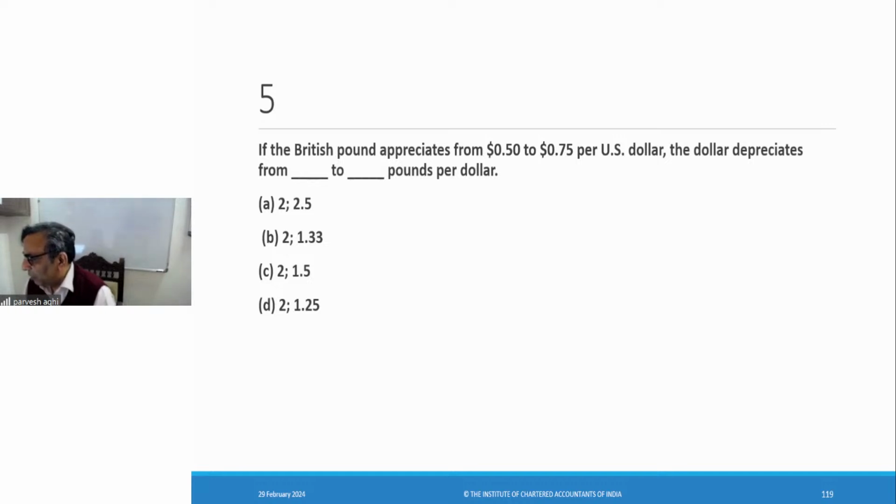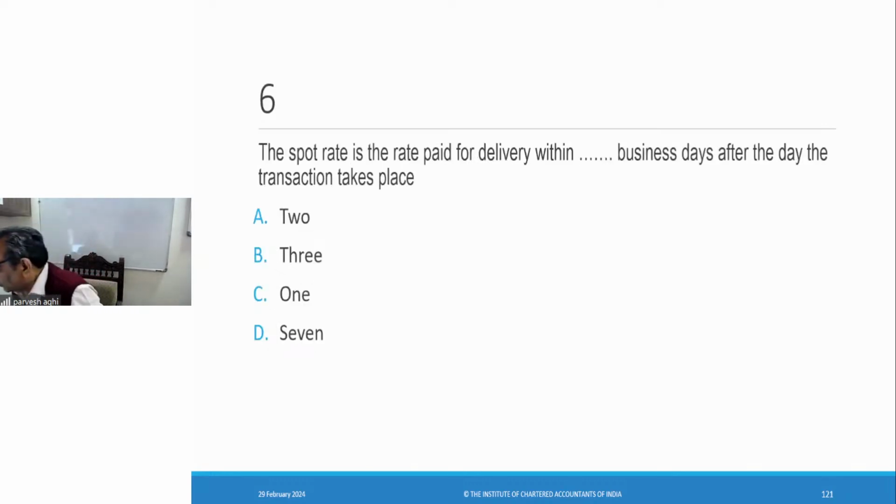If the British pound appreciates from $0.50 to $0.75, the dollar depreciates from, just do the reciprocal and find out. So 1 divided by 0.5 would be 2. So 2 would be the right answer in any case. So what would be the answer? The answer is B. Absolutely right, Shruti. Now, sixth.